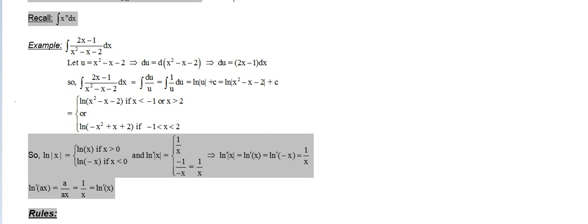Right. Logarithm part 2, video part 2. Before the example, let's do this small recall from the previous level. When we start integrals, we have a rule that the integral of x to the power n dx is equal to x to the power n plus 1 over n plus 1, plus c, plus a constant number, where n is a natural number which does not equal minus 1, right?